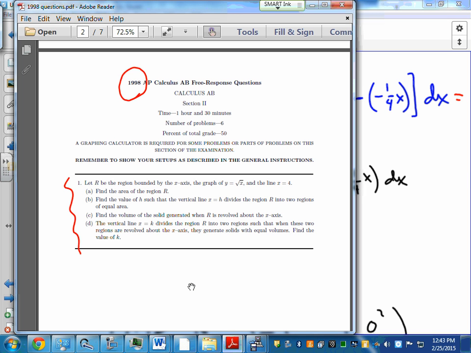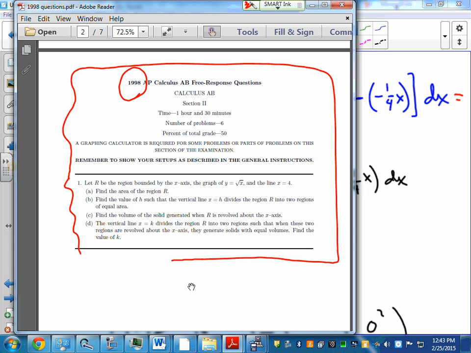This was one of the questions on the AP test. It was the very first one you encountered. In 1998, for this particular problem, it says a graphing calculator is required for some problems. So that tells us that the calculator is permitted. In fact, for this first bit, find the area of the region, you probably don't need a calculator, but since it is permitted, we're going to use the calculator to find the area.